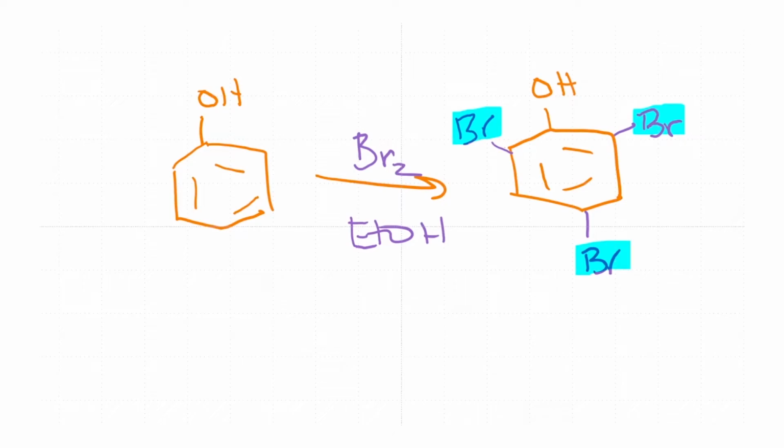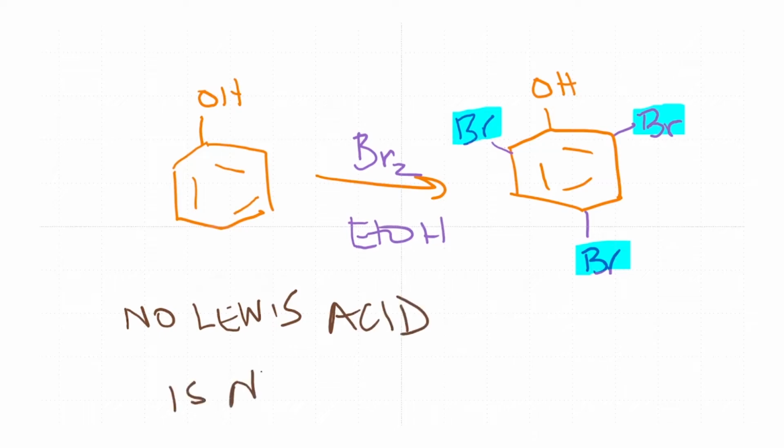The second thing that you notice is that there is no Lewis acid. Okay, so no Lewis acid is needed. This is important because that means that phenol is substantially more reactive when compared to benzene. You may recall that for bromination we needed Br2 and aluminum chloride.